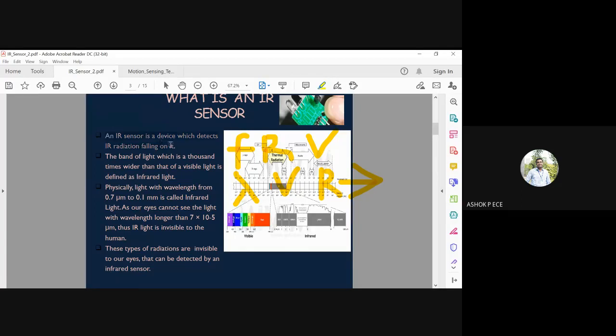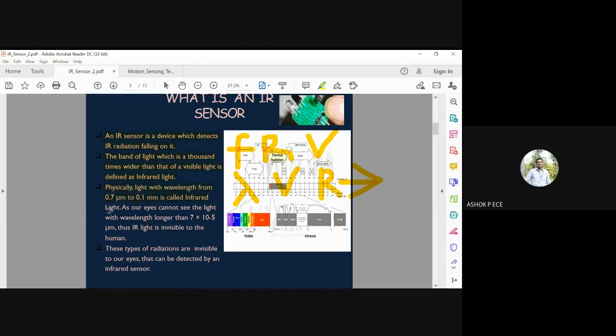So an IR sensor is a device which detects the IR radiation falling on it. With only the IR LED, we cannot do the job, so you need to have a device called a photodiode. The band of light which is 1,000 times wider than that of visible light is defined as infrared light. So infrared light is going to be much wider than the visible light. Physically, the light with wavelength from 0.7 micrometer to 0.1 millimeter is called infrared.